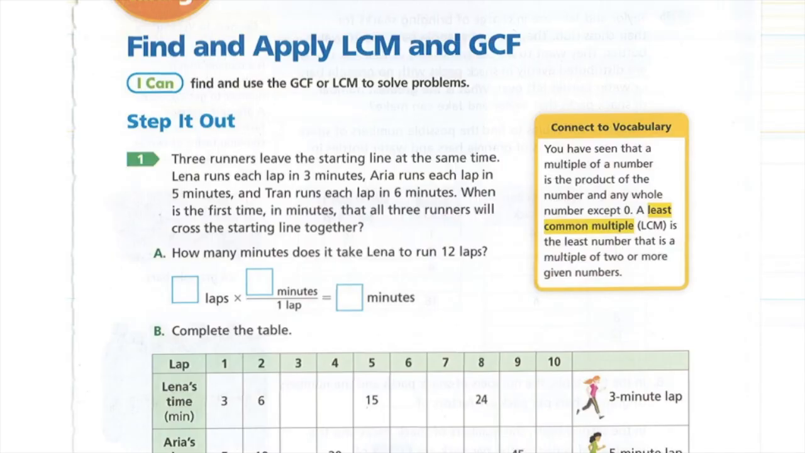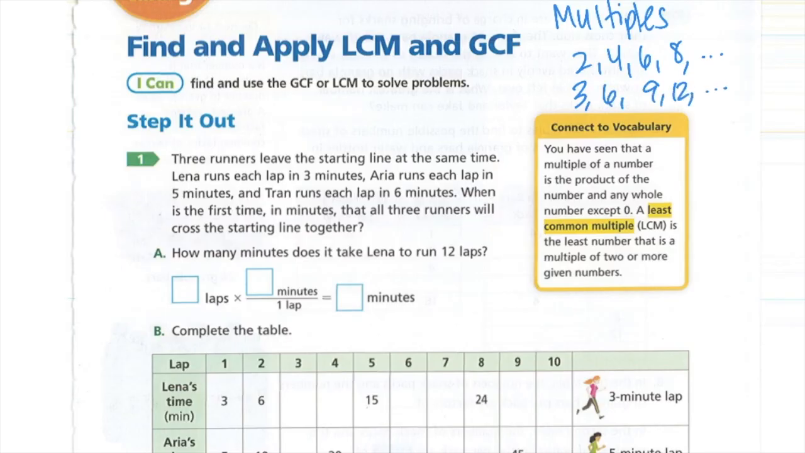Hopefully you remember that a multiple of a number is the product of a number and any number except 0. So multiples of 2 is when we count by 2, so it's like skip counting. So multiples: 2, 4, 6, 8, etc. Multiples of 3 would be 3, 6, 9, 12, etc.